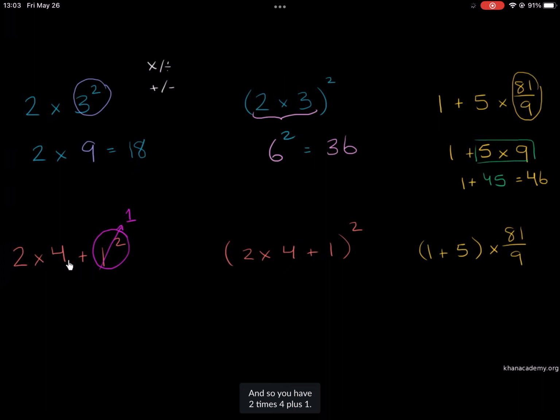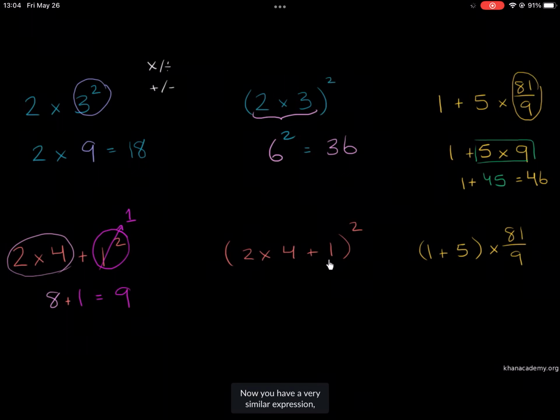And so you have 2 times 4 plus 1. What should you do? Should you add first or do the multiplication first? Well, multiplication takes precedence over addition. So you're going to do the 2 times 4 first. 2 times 4 is 8. So you're going to have 8 plus 1, which of course is equal to 9.